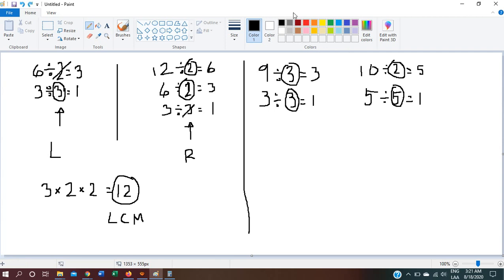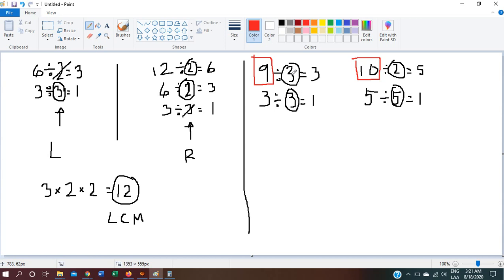Okay, let me use another color, which is 9 times 10. So you can do either way. When are you going to multiply the given numbers, 9 and 10? When all of the factor numbers or all of the divisors are circled, all of these numbers are circled. Okay?